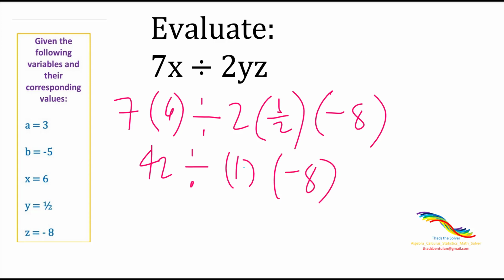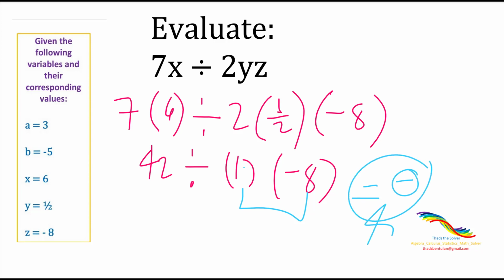Now remember, in this case, you have +1 times -8, and these are two numbers with different signs. When you multiply them together, the product will carry a negative sign, because you have different signs. So if you have different signs, negative. If you have the same signs, positive. Even if it's negative times negative, it's a positive. Right, so now that's clear.